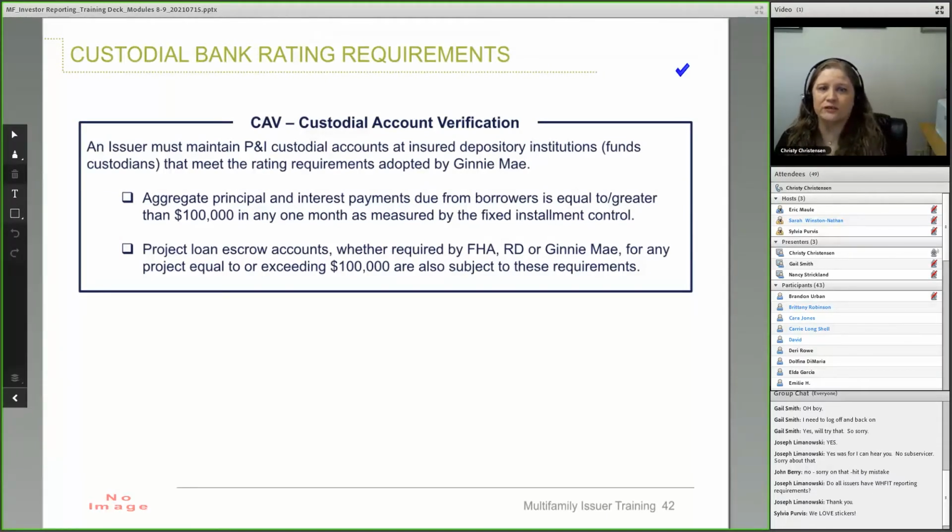P&I accounts are subject to custodial account verification, also known as CAVs. It is only required if aggregate P&I payments due from the borrower is equal to or greater than $100,000 in any 1 month as measured by the fixed installment per Appendix 6-19. Also, project loan accounts, whether required by FHA, RD, or Ginnie Mae, for any project equal to or exceeding $100,000 are also subject to these requirements.